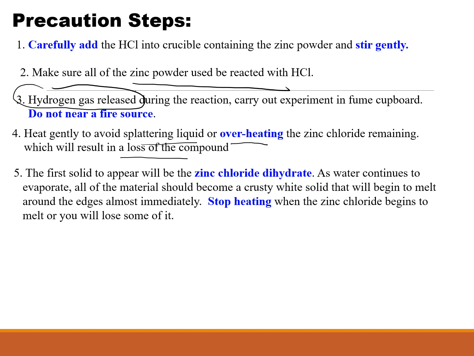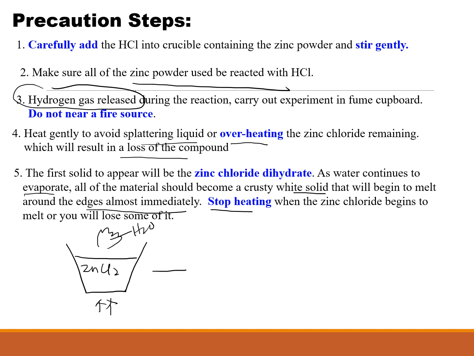The first solid that appears is zinc chloride dihydrate. So the water will continue to evaporate. All the material should become a crusty white solid and will begin to melt around the edge almost immediately. So when you find it's a melting process, you must stop heating. So this is a crucible, this is a solution of the zinc chloride. When we heat, the water will evaporate, and at the end they will form the solid, solid zinc chloride.